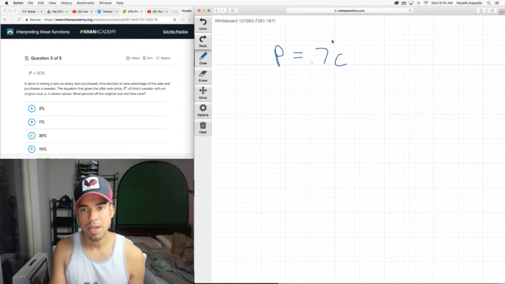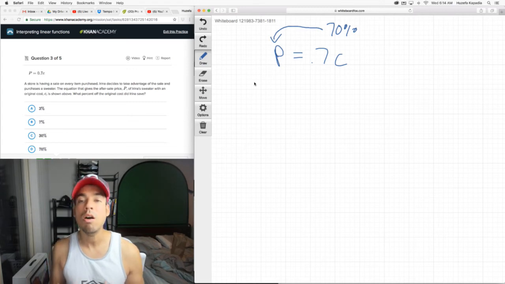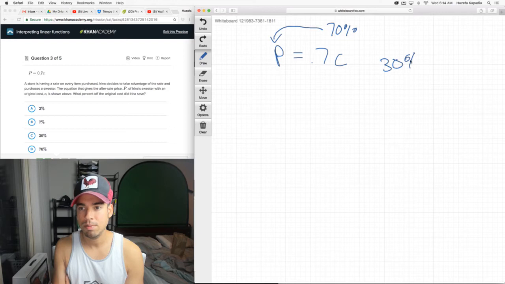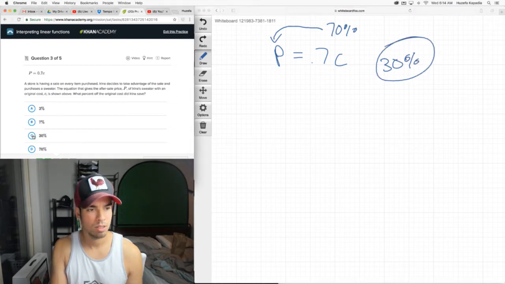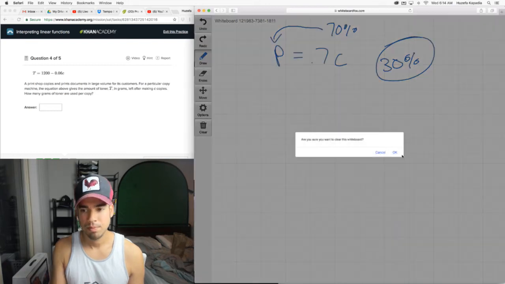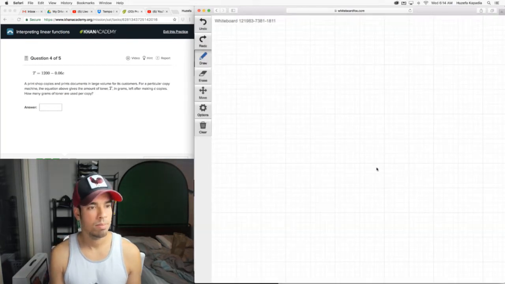So she's paying 0.7. If we convert this to a percentage, it's 70%. So she's only paying 70%. She's not taking 70% off. She's only paying 70%, which means she's saving 30%, like this. All right, let's move on to number 4.